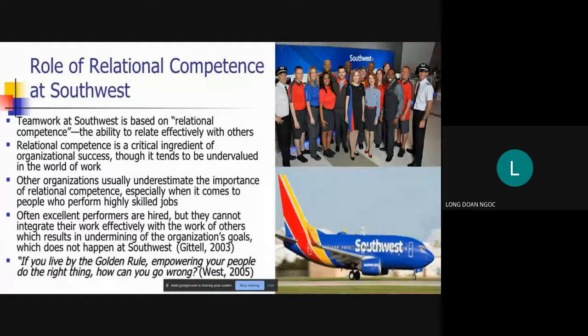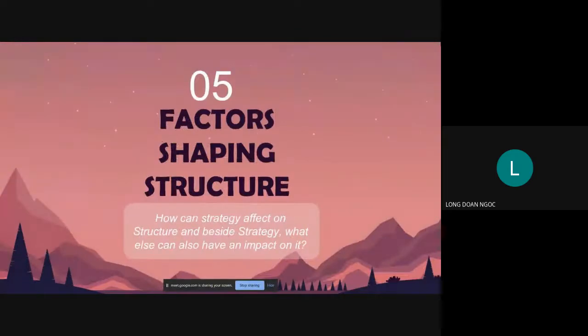Well, we've met again in the final section of chapter 10. Okay, remember earlier when I mentioned the relevance between structure and strategy at the beginning of the presentation. Now we may have a closer look into how strategy can affect an organization's structure, and besides strategy, what else can have an impact on shaping an organization's structure.